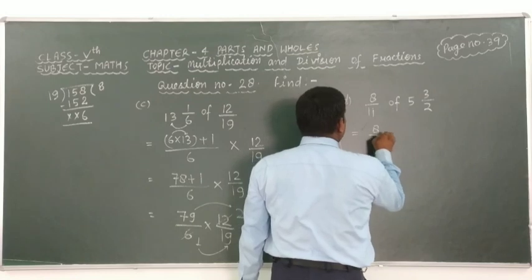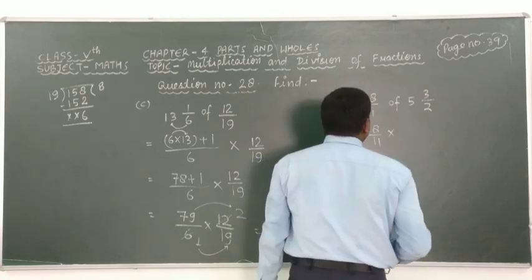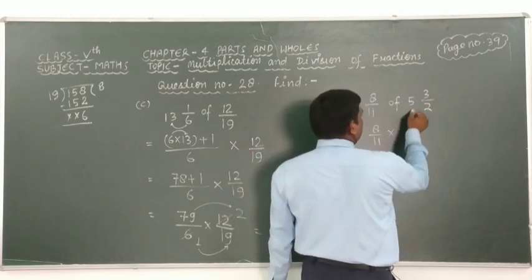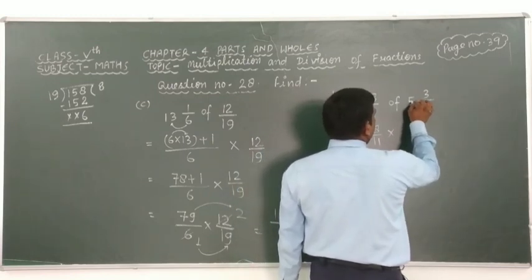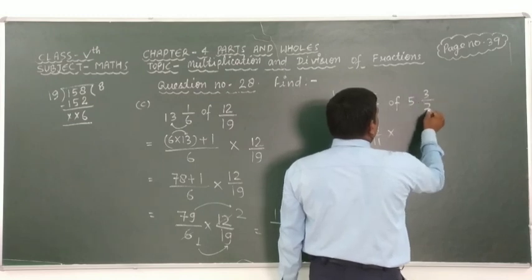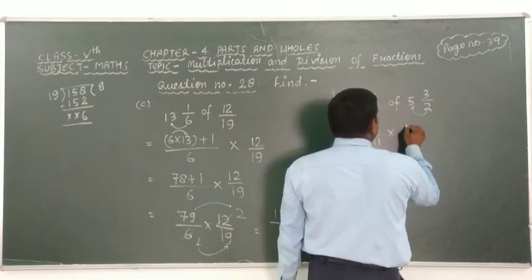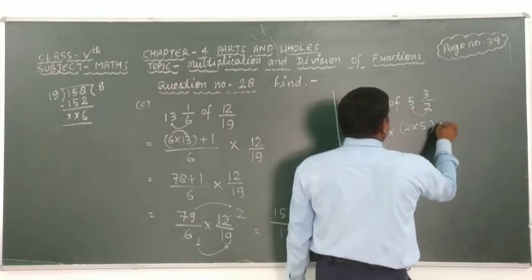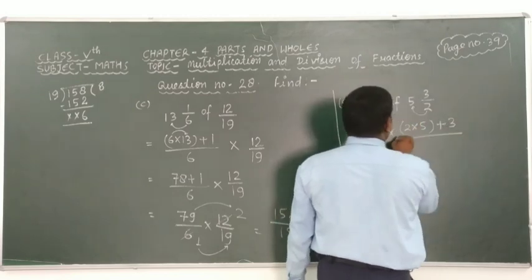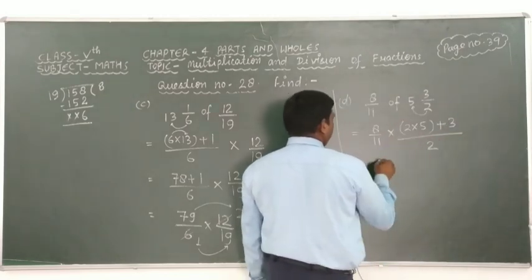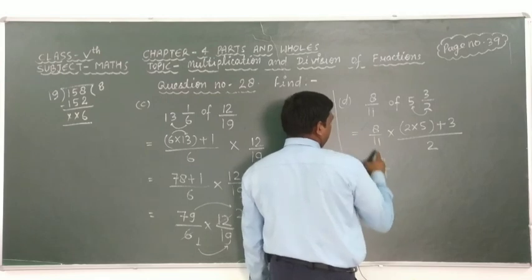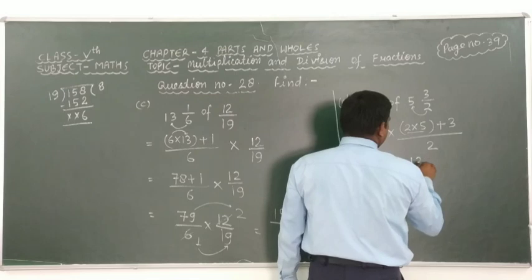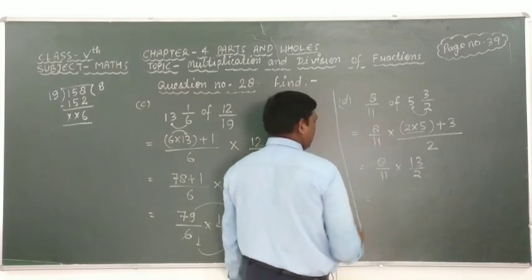Here we can write 8 over 11 as same, and here we can take multiply sign in place of this 'of'. And here we get 5 mixed 3 over 2, therefore we can take the multiplication of 2 by 5, then add 3 over 2. Here we can take 8 over 11 as same. 2 fives are 10 plus 3 is 13 over 2. Students, look at here carefully.